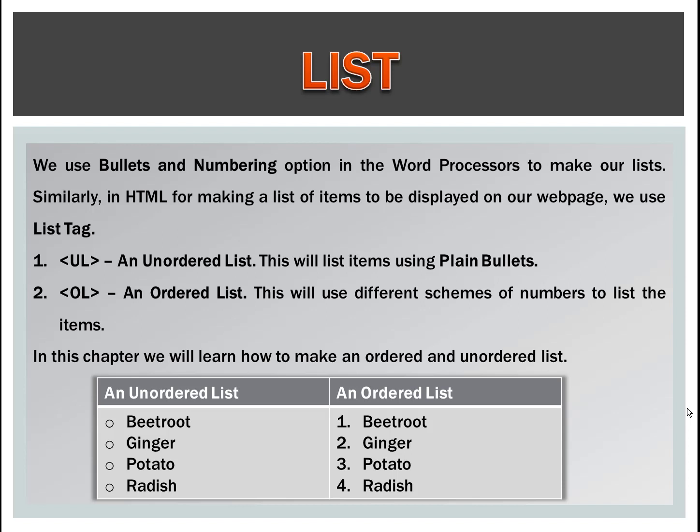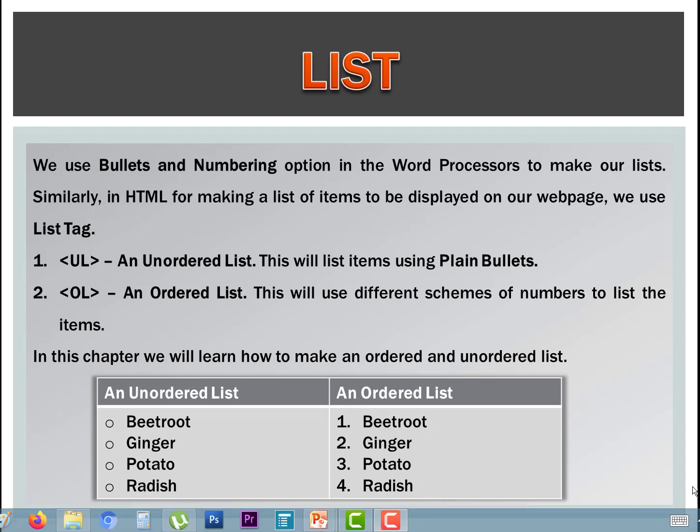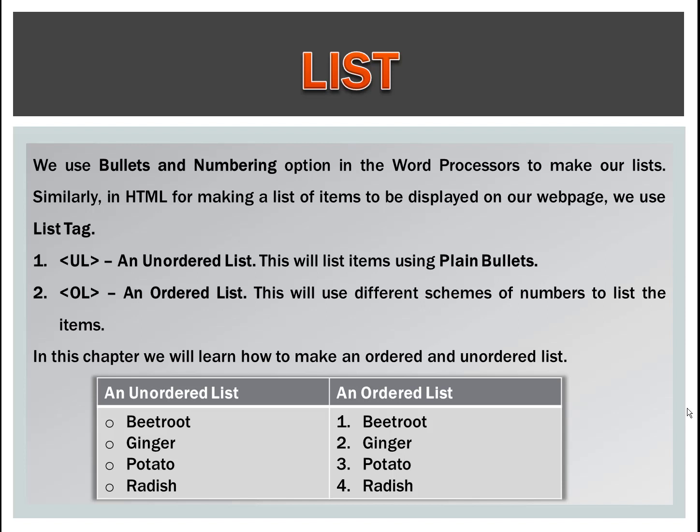Similarly, in HTML, for making a list of items to be displayed on our web page, we use the list tag. There are two types of tag. First is UL, an unordered list. This will list items using plain bullets. Second is OL, an ordered list. This will use different schemes of numbers to list the items. In this chapter, we will learn how to make an ordered and unordered list. The table given below is an example of an unordered list and an ordered list.